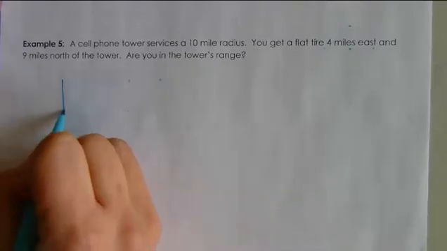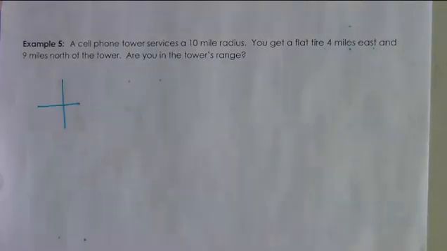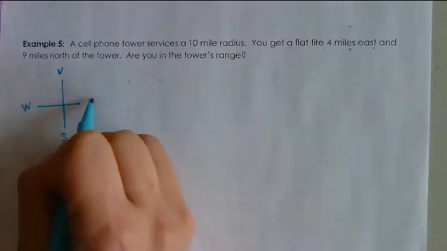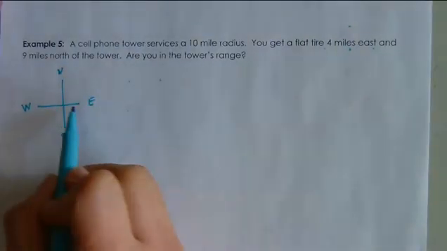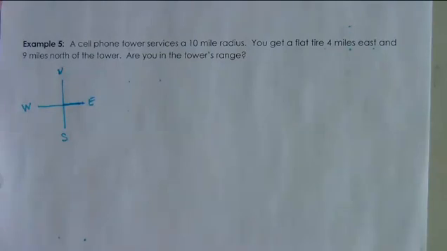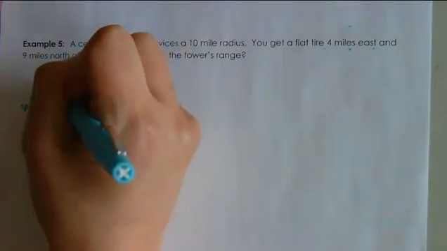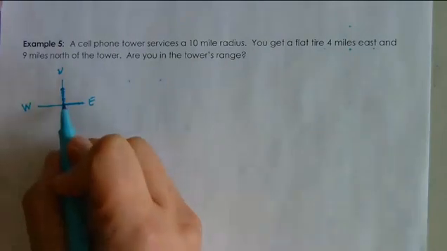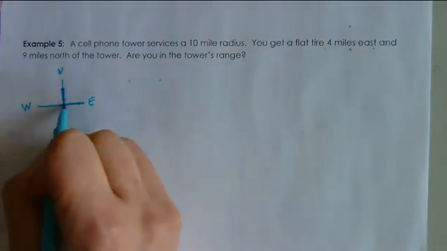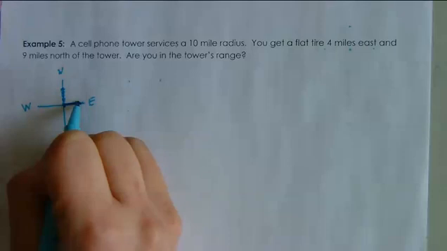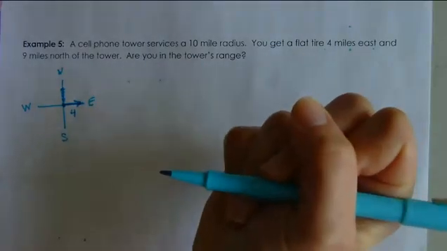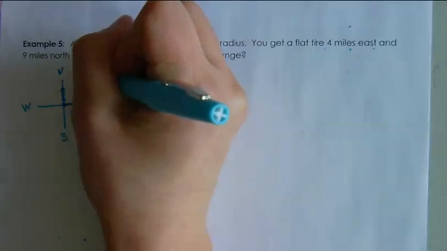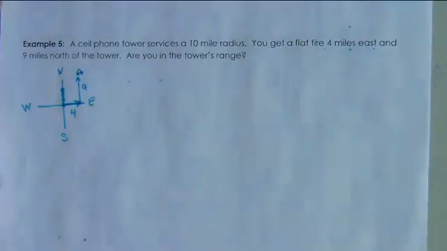So first, do you know your north, south, east, and west business? This is north, south, west, east. Never eat soggy waffles. All right, so if I have this cell phone tower, there's the tower, beautiful. And I get a flat tire 4 miles east. So I'm going this direction 4 miles. And 9 miles north means I'm going this direction 9 miles. So here's my little car. And I've got a flat tire right there.